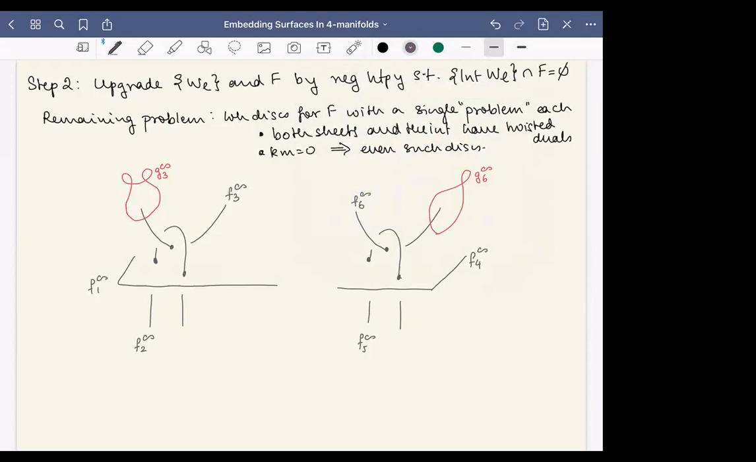So I'm going to do a finger move between, let's say, F4 and F1, which means that F4 will come in and intersect F1 like this. And now here you can see a Whitney disk for this intersection right here underneath F1. So right now I haven't done anything. I've just added an extra Whitney disk to my system F, which doesn't intersect anything.